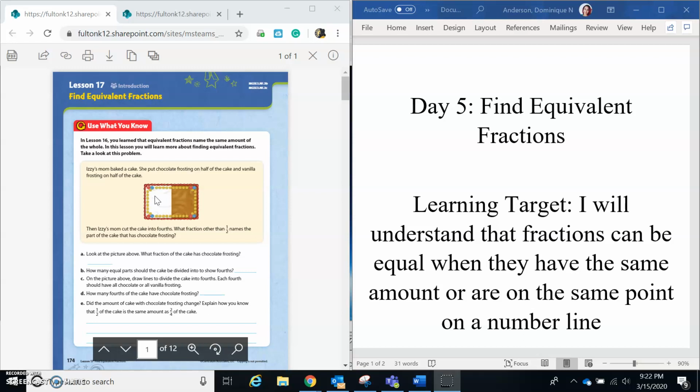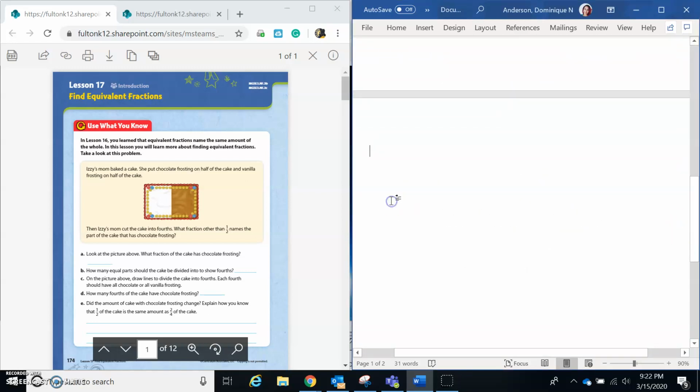So it says, look at the picture above. What fraction of cake has chocolate frosting? So we already know, this is just A. They told us that it was half. So half of it is chocolate. How many equal parts should the cake be divided into to show fourths? So if it's fourths, how many equal parts would we have? 4. Good job.